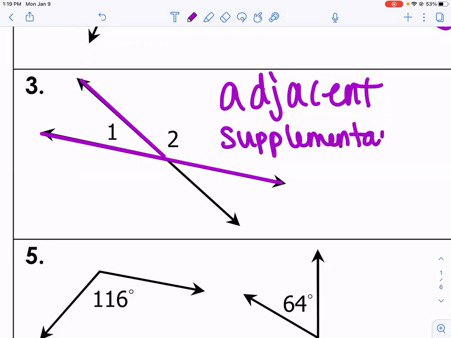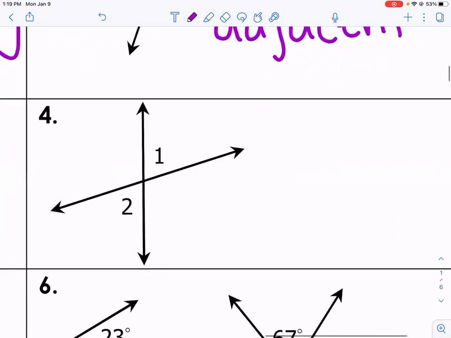Sophia, why are they supplementary? How do we know? They make a straight line, the two of them together. Okay. All right, Reagan, what about number 4? Those are vertical angles. They have to be across from each other.